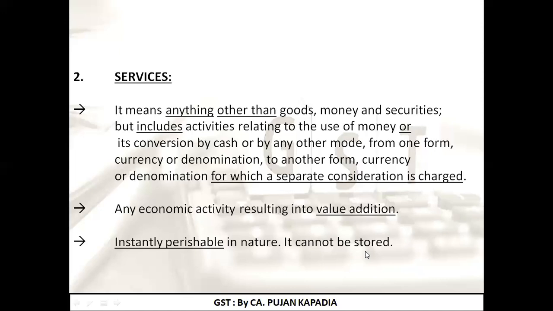I hope, friends, you are clear with both the definitions that I explained you today, like what is goods and what is services. From the next lecture, we are going to see further with certain technical definitions which are likely to be asked in your examination. Today, we had done nicely with three topics. First was input tax, under which we had done three things: meaning of input tax, second was example of input tax, and third was condition for claiming input tax credit. Second was definition of goods, and third was definition of services.